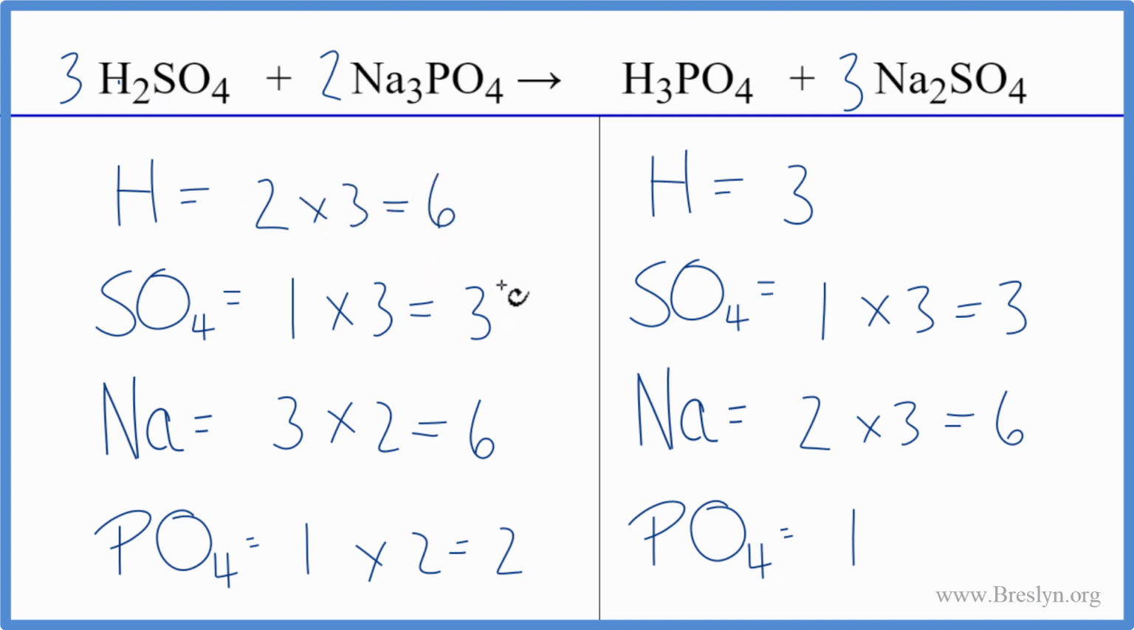And we're almost done, because if we put a 2 in front of the phosphoric acid, 3 times 2, that equals 6. 1 phosphate times 2, that'll give us 2 of those. And we're done. This equation is balanced. So you can see how counting these polyatomic ions, if you have it on both sides, sulfate here, or a phosphate and a phosphate, that makes it a lot easier to count the atoms up and then to balance the equation.